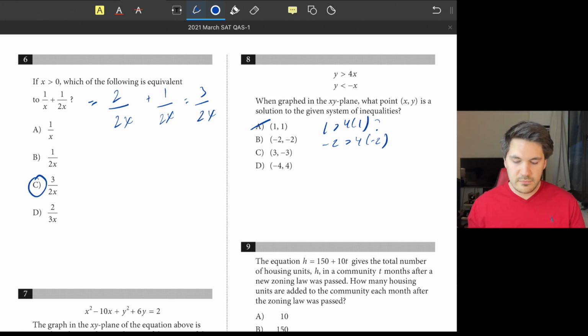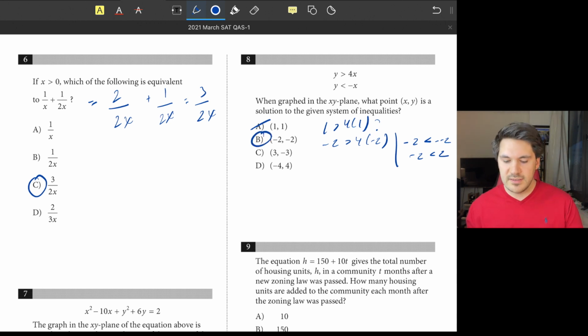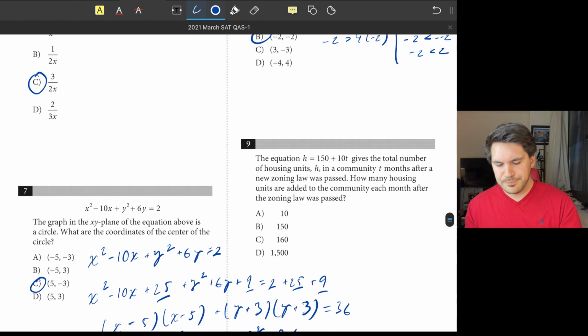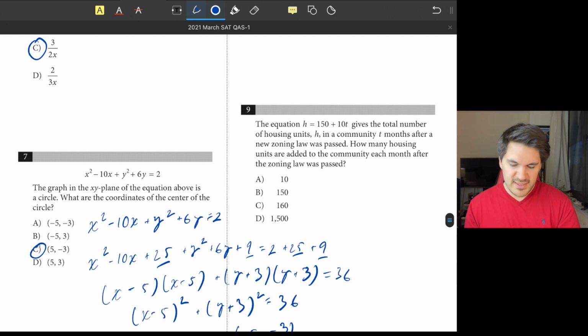Let's now test it out in the next inequality. Is negative 2 less than 2? Negative 2 is indeed less than 2, so we know that B is our answer, and if we were to test out the other answer choices, they wouldn't work. I think one of the other answer choices works for one of the inequalities, but not the other one or something.